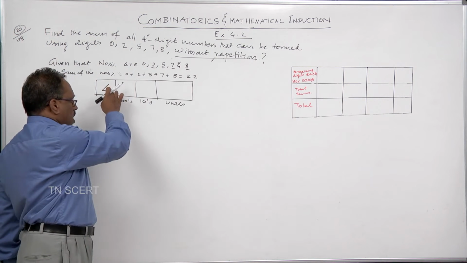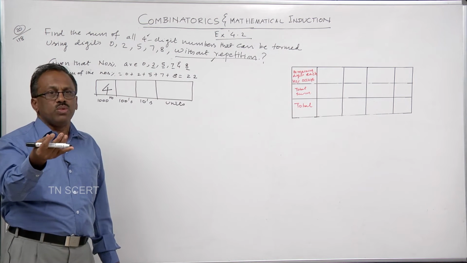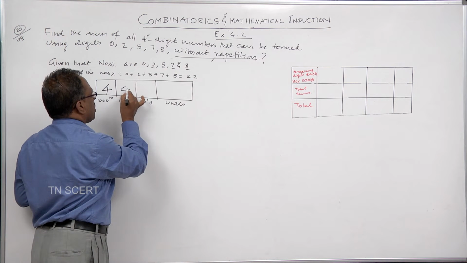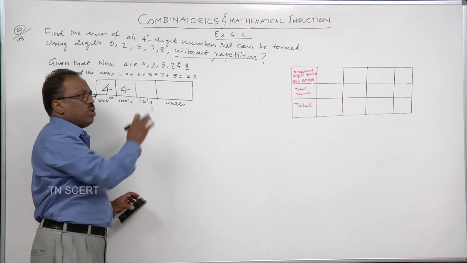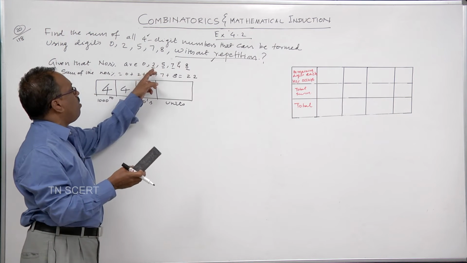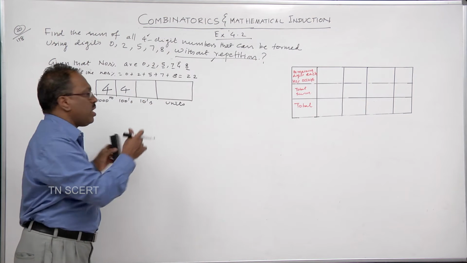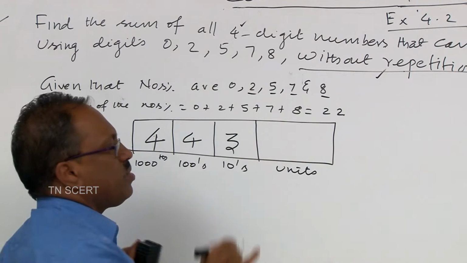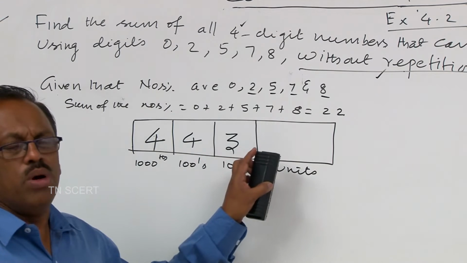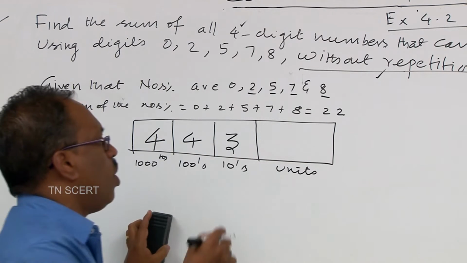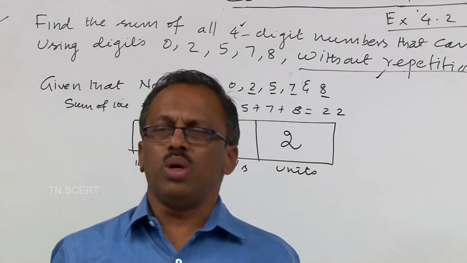Suppose I allocate 8, then definitely 2, 5, 7 and 0 remain. So here also the possibility is 4. Okay, I allocated 2 numbers now. Out of 5, 2 I have allocated in 2 places, so here what is the possibility? 3. Now I allocated 3 numbers in 3 digits. So obviously for the last place only 2 is suitable.